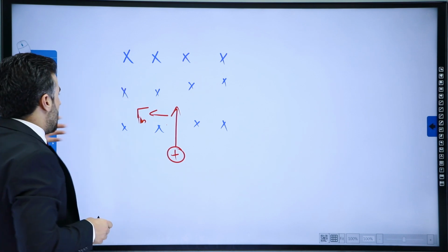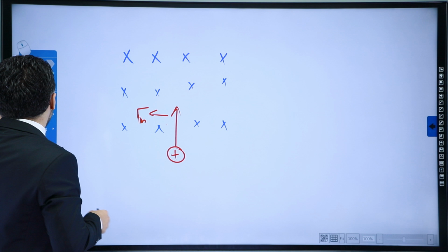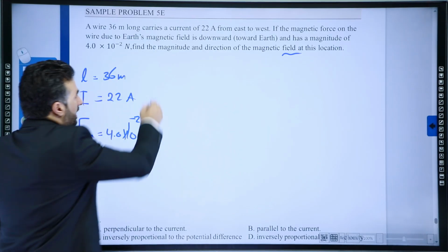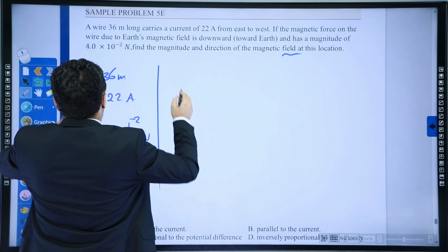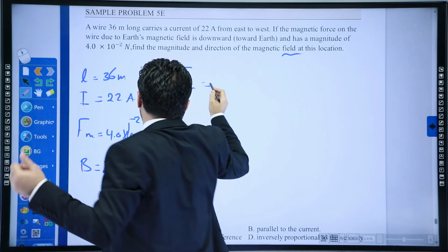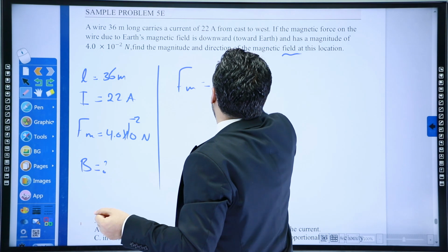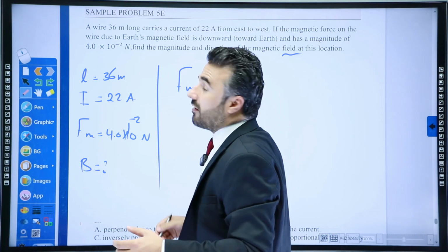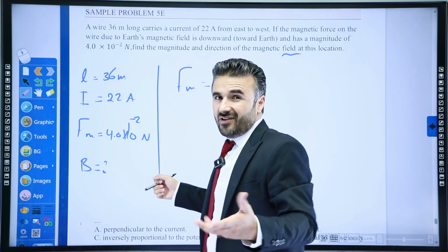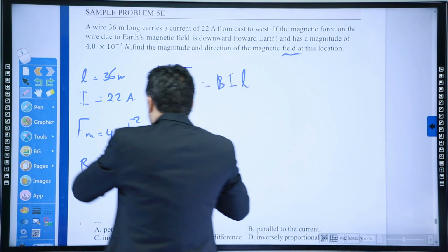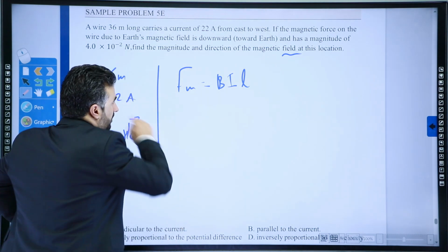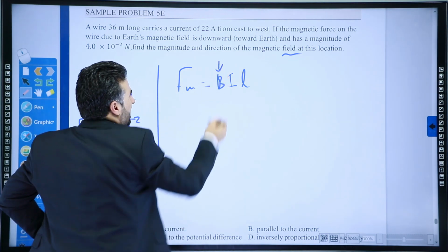Now, that is for one charge. What if we have a bunch of charges? Before that, let's write the main equation first. F magnetic for a wire, don't forget, is going to be BIL. Do I need to use sine theta? No, because that is perpendicular, or if angles are not given, so clearly you don't need that in terms of calculations.